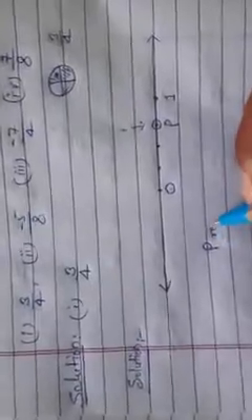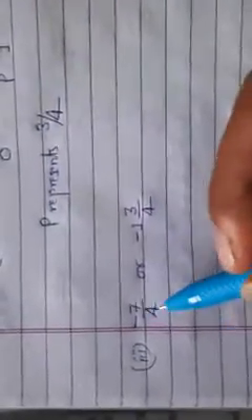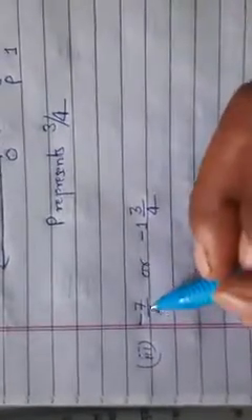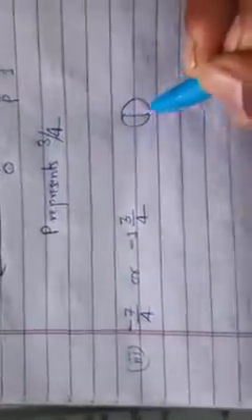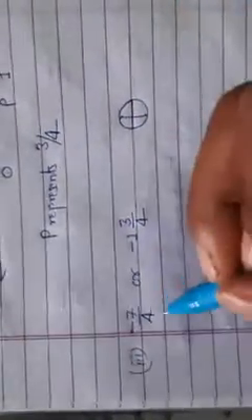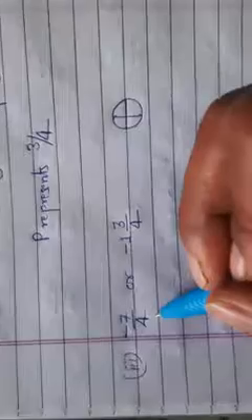Let this point be P. So we can write that P represents 3 upon 4. Similarly, students, we have another one, 7 upon 4. This time we will divide the bread into 4 equal parts, but we need 7 parts. So how can this be possible? We will divide one bread into 4 equal parts, not more than 4 parts.